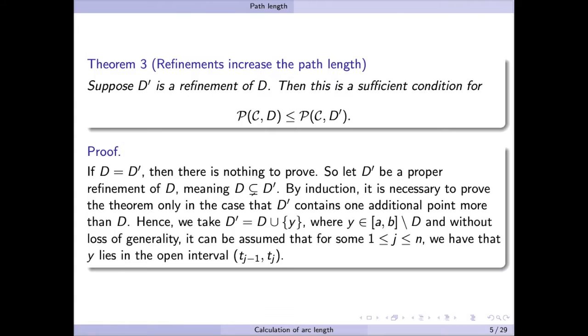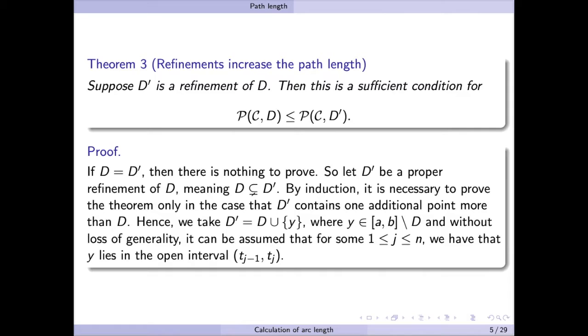This brings us to our first theorem, which says that if we refine a dissection and then calculate the path length, the resultant path length that we arrive at cannot be lesser than the original path length that we calculated. In other words, refinements increase the path length. So suppose D prime is a refinement of D, then this is a sufficient condition for calligraphic P of C, D to be less than or equal to calligraphic P of C, D prime.